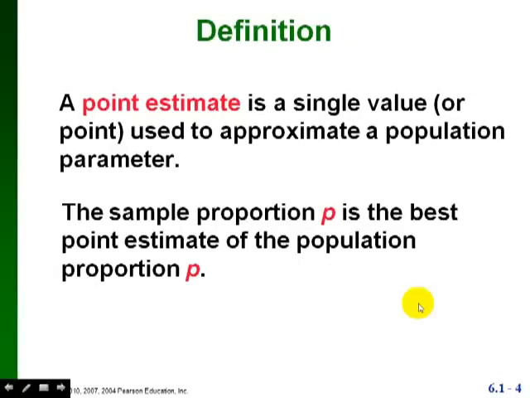So here again, a point estimate is just a single value. That's why we call it a point estimate, because it's just one point. We use it to estimate a population parameter, like a proportion. When we're talking about proportions, the best point estimate of our population proportion is our sample proportion.